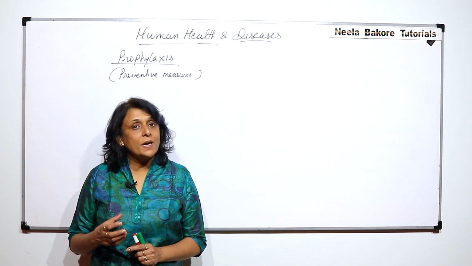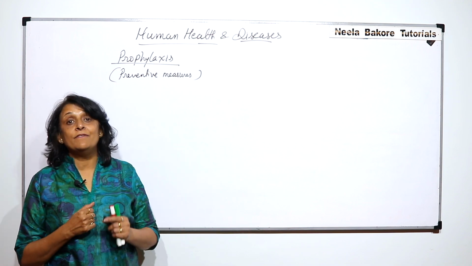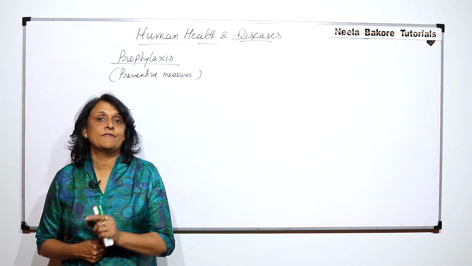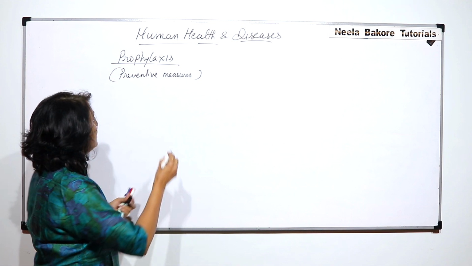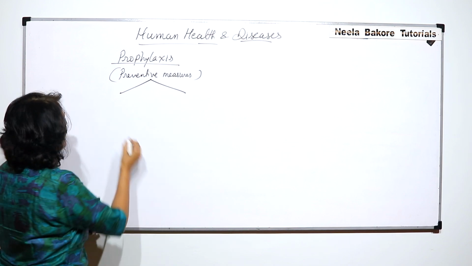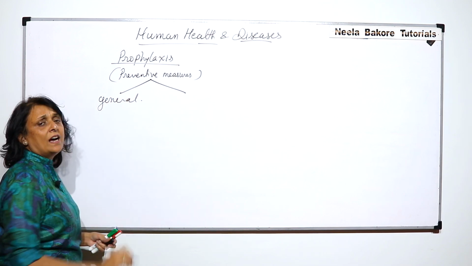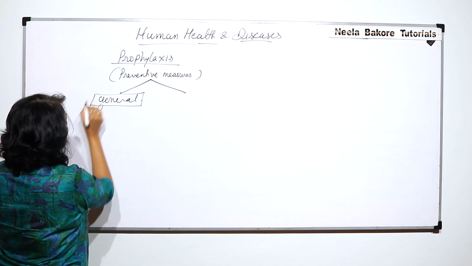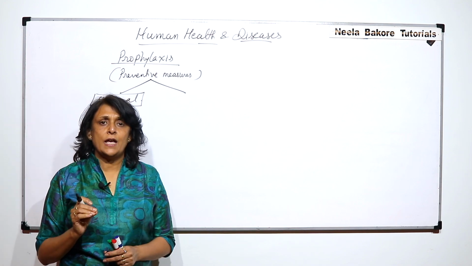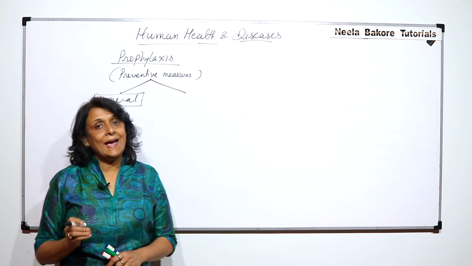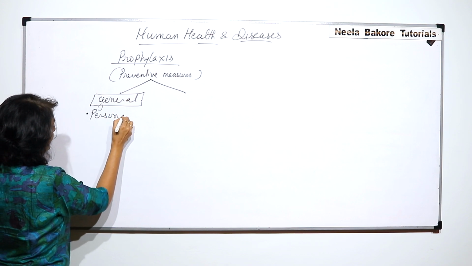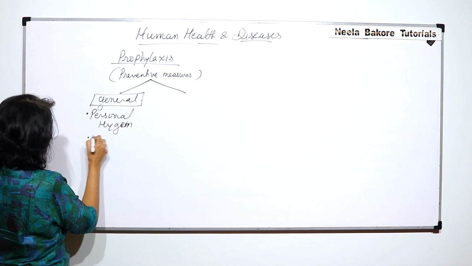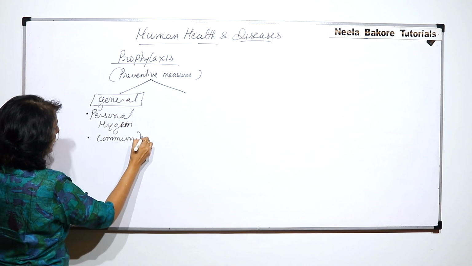That means you need to take those measures by which you do not get that infection, or even if that pathogen enters into your body, it does not affect. So the prophylactic measures can be of two categories. One is general. This is applicable to everyone, and this is common. And this general prophylactic thing includes, first and the most important, hygiene, personal and community. Personal hygiene and community hygiene.